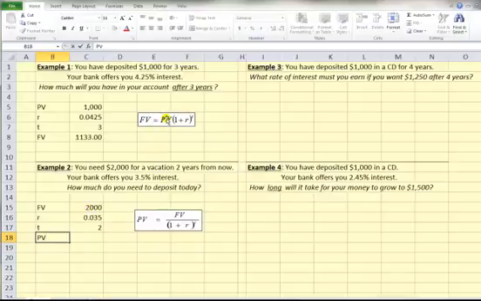Rewriting this future value formula in terms of present value, you can see we need to divide both sides by 1 plus r to the t. So the present value formula reads present value equals future value over 1 plus r to the t. This is called discounting. We are going to discount this $2,000 that's going to come to us 2 years from now. We are going to discount it at 3.5% to figure out its value today. The first formula here was compounding. We compounded into the future. Now we will discount to the present.